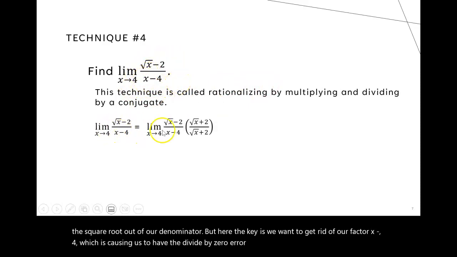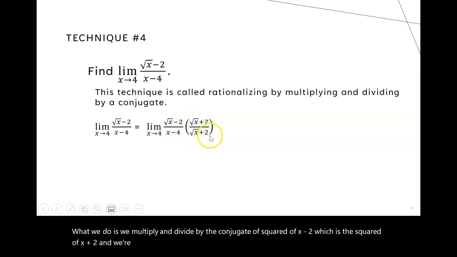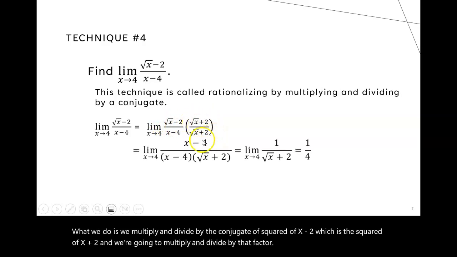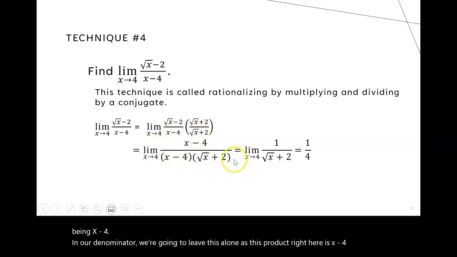So we multiply and divide by the conjugate of square root of x minus 2, which is the square root of x plus 2. When you do that, we end up with a square root of x minus 2 times the square root of x plus 2, which ends up being x minus 4. In our denominator, we leave this alone as the product x minus 4 times the square root of x plus 2.